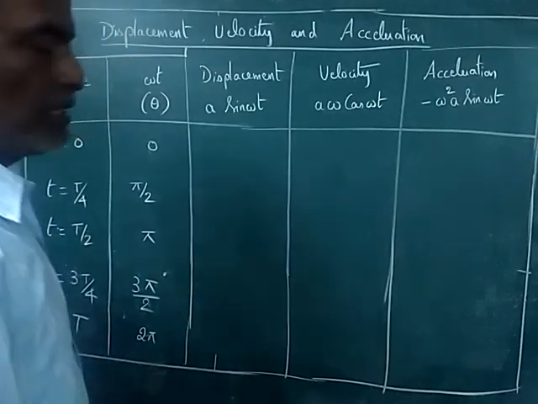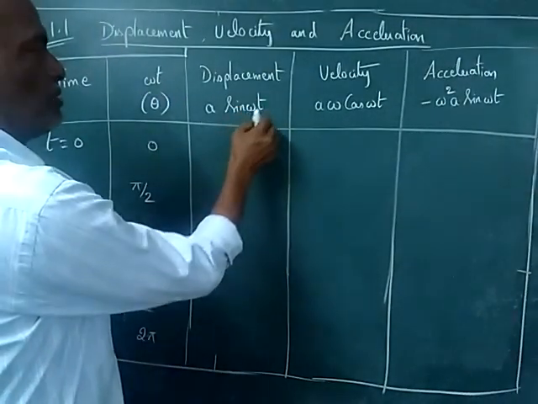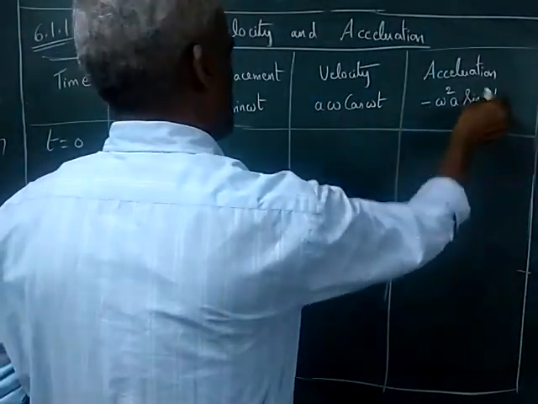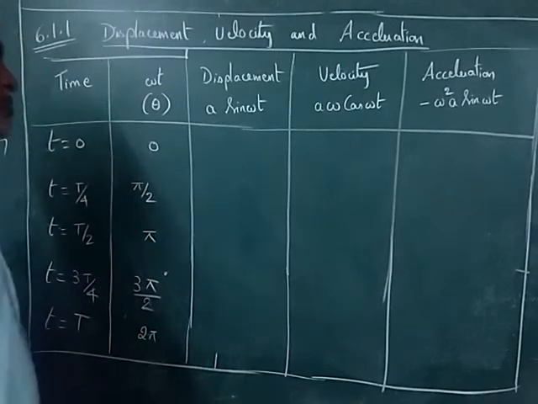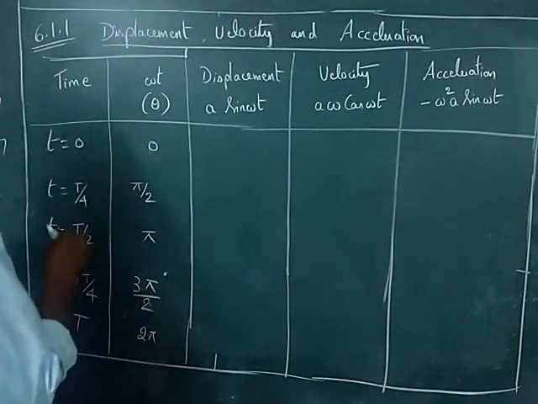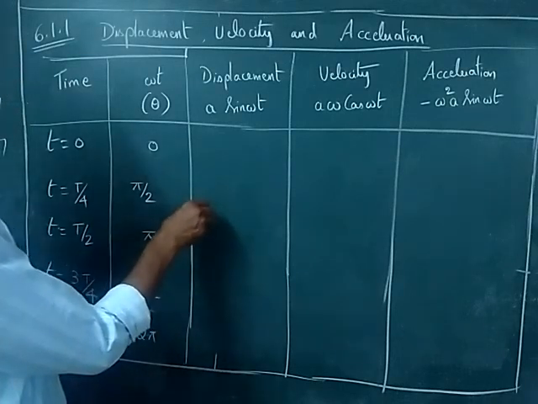The easiest way to remember is omega t you replace by theta, so this will become theta. Here also theta, omega t, here also theta. So when t equal to 0, omega t is 0. Just now I told t equal to 0, theta equal to 0.